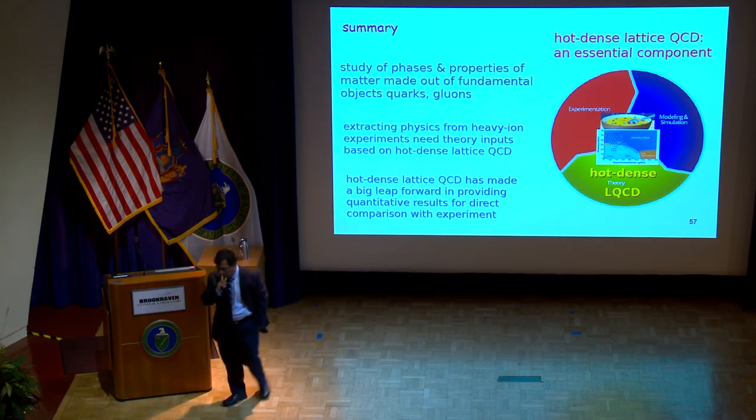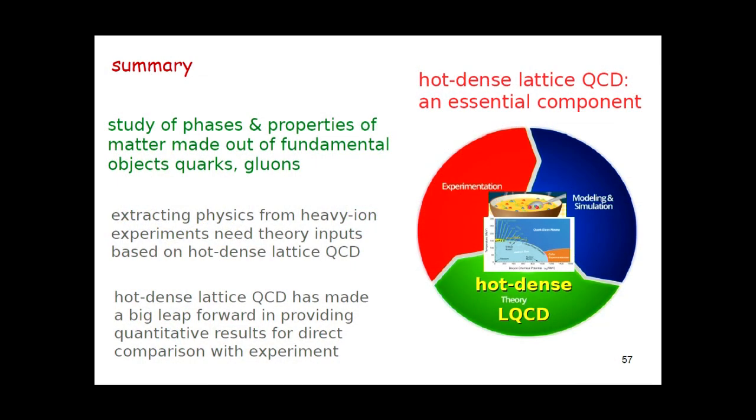With that, I come to my summary. I hope in this talk I could have convinced you that in studies of the phases and properties of the fundamental matter made of quarks and gluons, Lattice QCD is an essential tool. With experiments and various modelings, you really need the theory inputs to extract physics out of the experimental programs. And Lattice QCD has made a lot of progress over the last few years, and we can try to quantitatively connect theory and experiments. Of course, some help from the modeling and simulation sides is also needed. So with these three sides, we can hopefully probe the properties of this quark-gluon soup and its phases. But Lattice QCD is one important component for that.